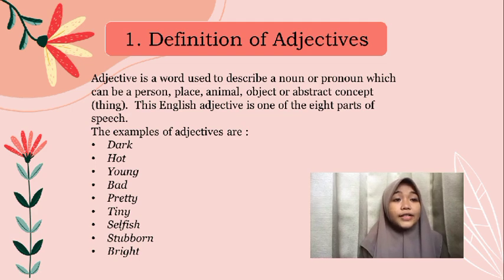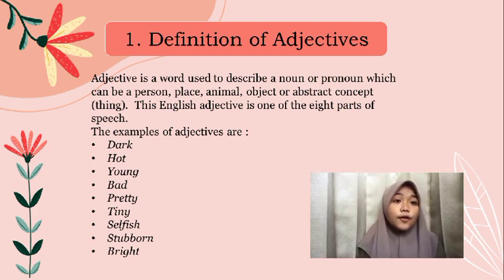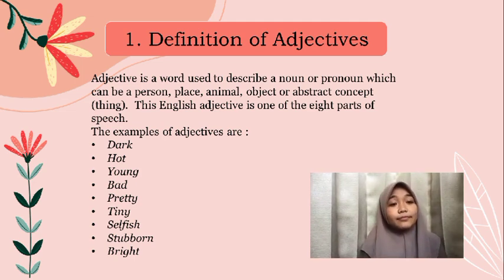Definition of adjective. An adjective is a word used to describe a noun or pronoun, which can be a person, place, animal, object, or abstract concept or thing. This English adjective is one of the 8 parts of speech. Examples of adjectives are drab, hot, young, bad, pretty, teeny, selfish, stubborn, and bright.